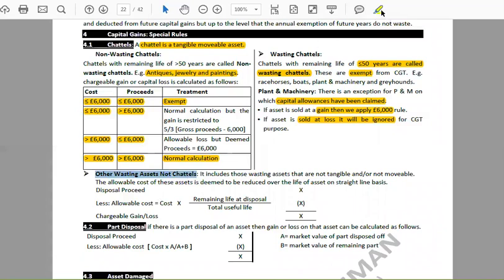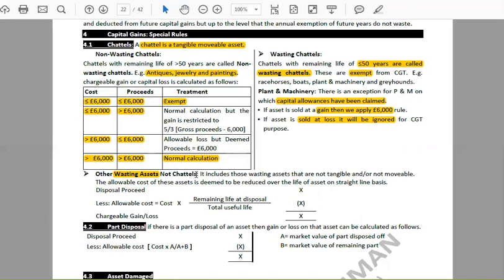Now, we are going to learn those assets which are wasting assets. First of all, we are starting with the term wasting assets. Friends, all those assets whose life is less than 50 years are called wasting assets. Whenever the term wasting asset is used, it means we are going to discuss that type of asset whose life is less than 50 years.